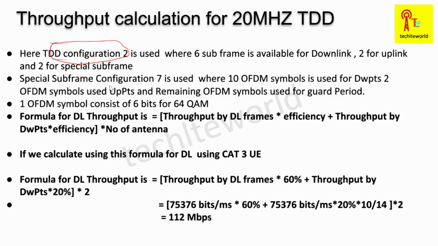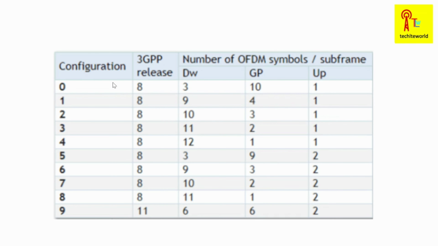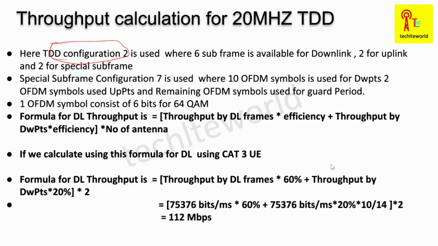And also for the special subframe, we have used the configuration of 7, right? If we go to this table, we have considered configuration number 7. In configuration number 7, you can see that the downlink DwPTS value is 10, so there are 10 OFDM symbols per subframe for DwPTS. For the guard period there are 2 OFDM symbols, and finally for UpPTS there are 2 OFDM symbols, right? The same thing we have mentioned here: for the special subframe configuration, 10 OFDM symbols are used for DwPTS, 2 for UpPTS, and the remaining OFDM symbols for the guard period, right?